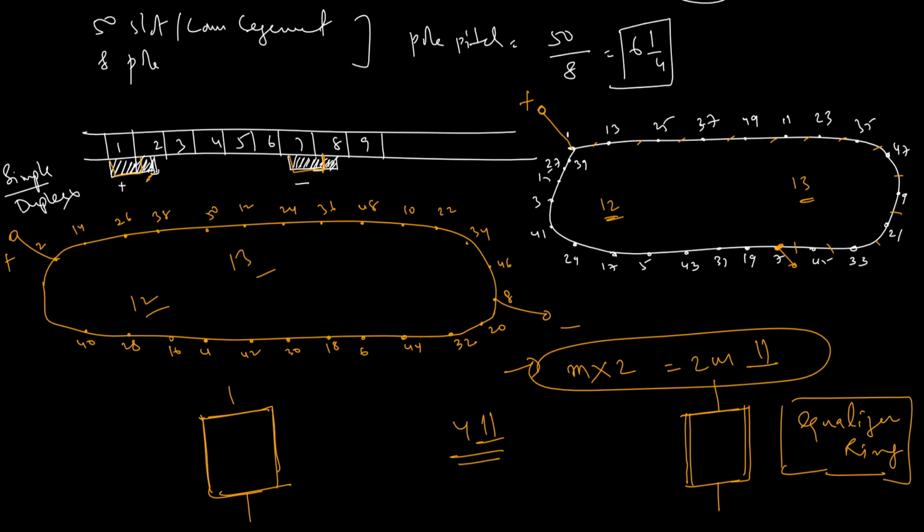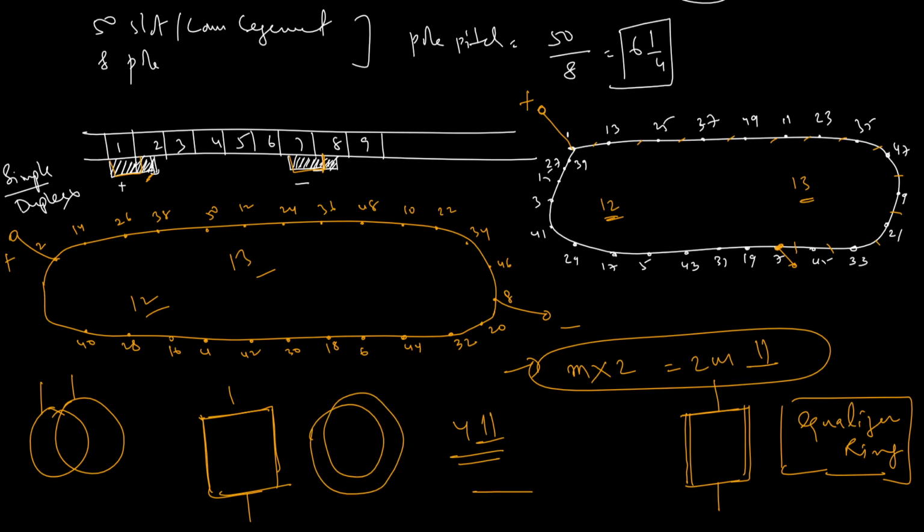what the difficulty is, in case of 2 circuits it would be easy to connect equalizer rings. It would be easy to connect the equalizer rings. But if we have a single circuit like this, then there will be a shift. The coils in one circuit will be like this, and the other circuit will be displaced by one slot.